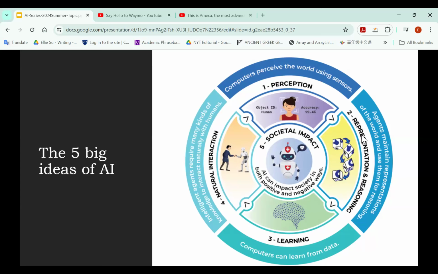The third one is they're able to adapt and learn. There are computers that, if you give them giant libraries full of data, can learn with it and, for example, predict the stock market. The fourth one is its ability to interact with humans and its environment. And most of all, this isn't why it's AI, but AI can make an impact on society in both positive and negative ways.